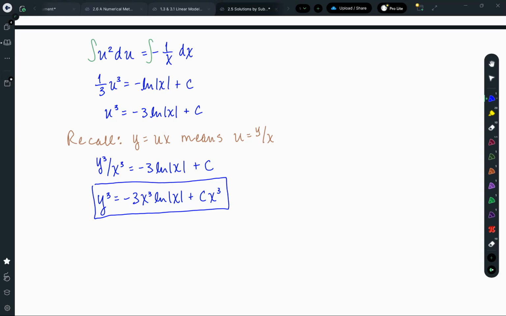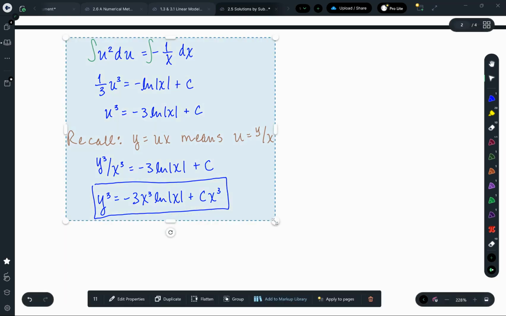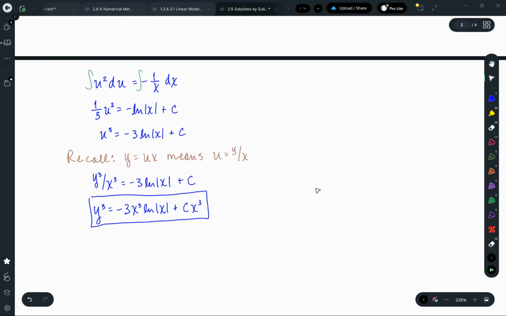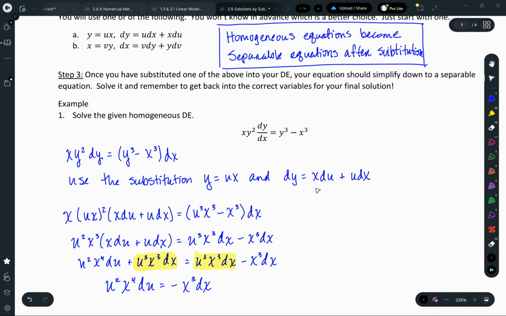So this is a homogeneous equation method, and I want to now redo this problem. I know that seems like extra work, and it is, but the reason I want to redo this problem is I want you to see it with the other substitution. See what happens if we use the substitution x is equal to vy.